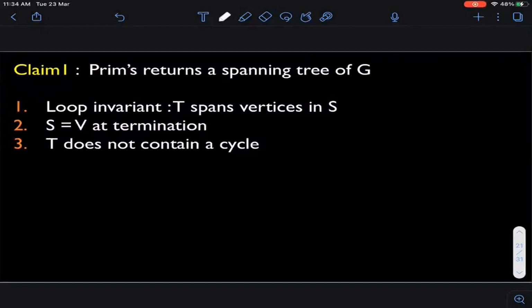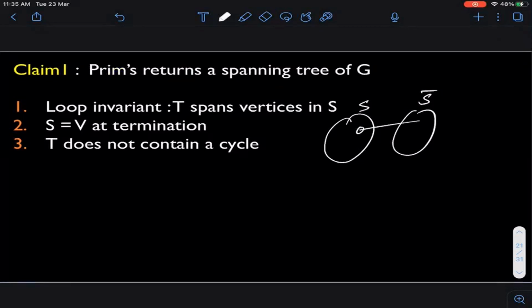The lonely cut lemma tells us that if there is a cut S, S bar, so this is a cut, right? If there exists one such cut such that this edge E is the only edge that is going across this cut, then this cannot be part of a cycle. Okay? So now if we want to prove that T is a graph which does not contain any cycle, then how should I prove this?